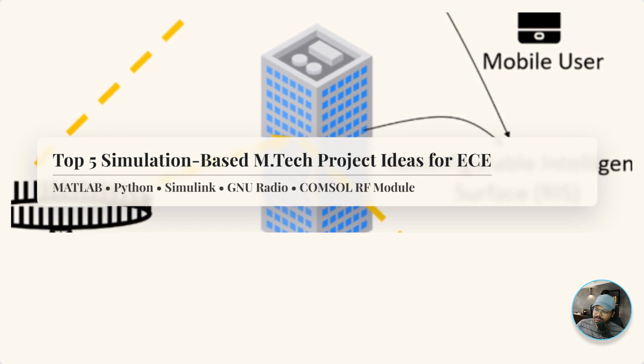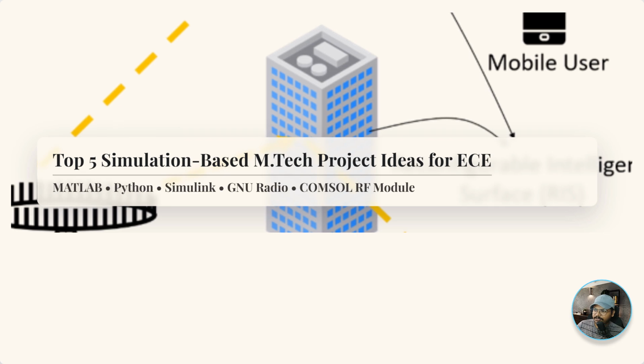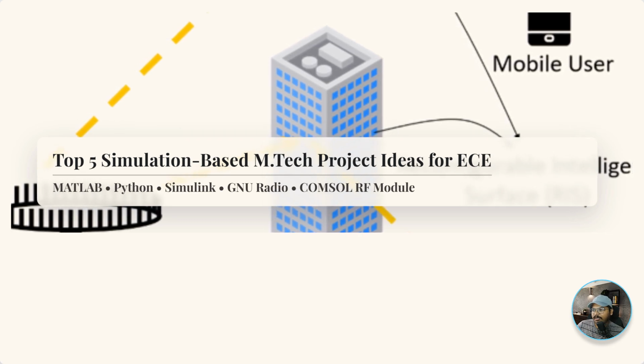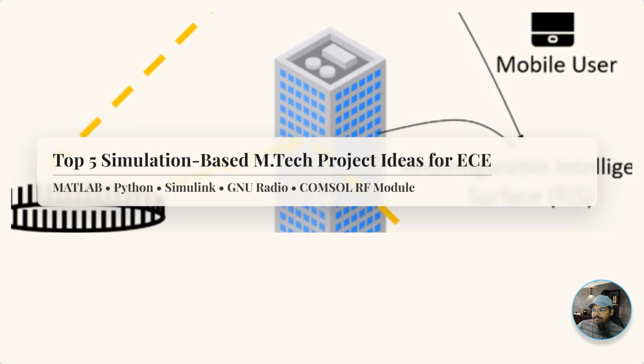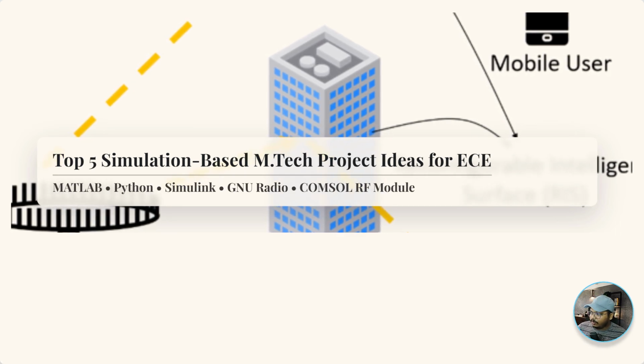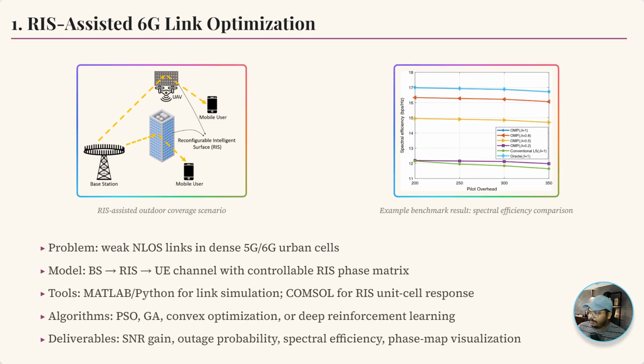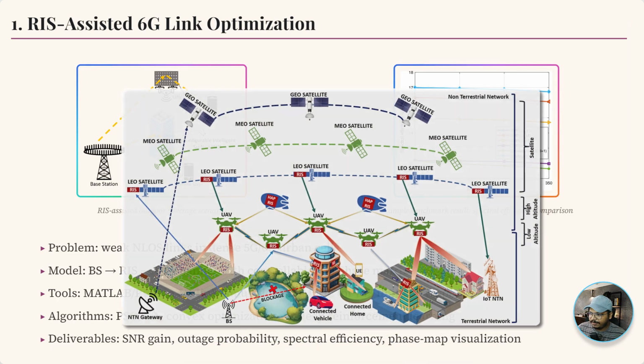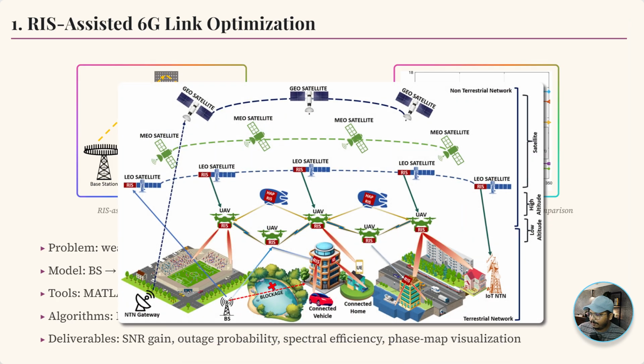The projects cover wireless communication, artificial intelligence, signal processing, radar system, antenna designing, and so on. So let's see the first topic. Let's discuss the first topic that I find quite interesting. The first project is RIS-assisted 6G link optimization.